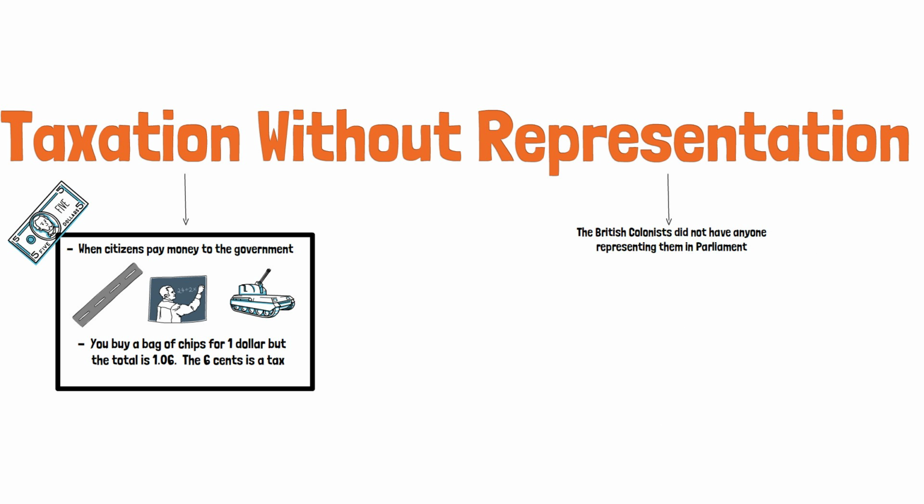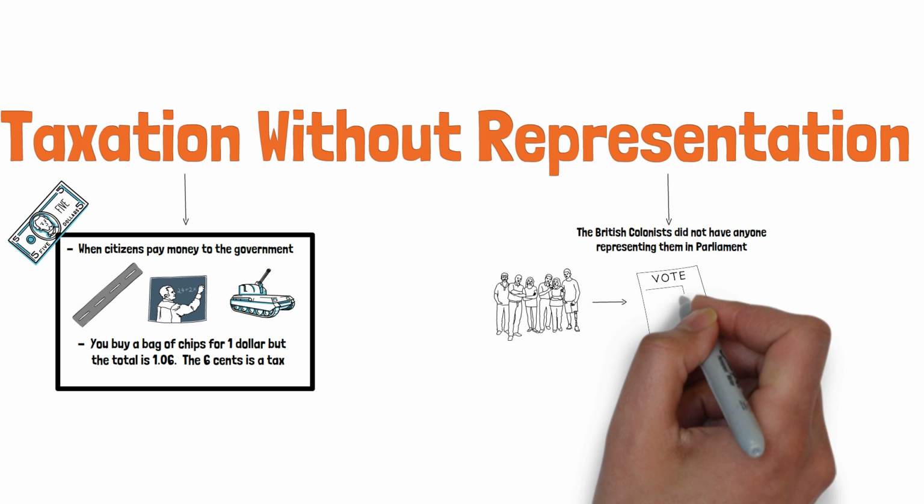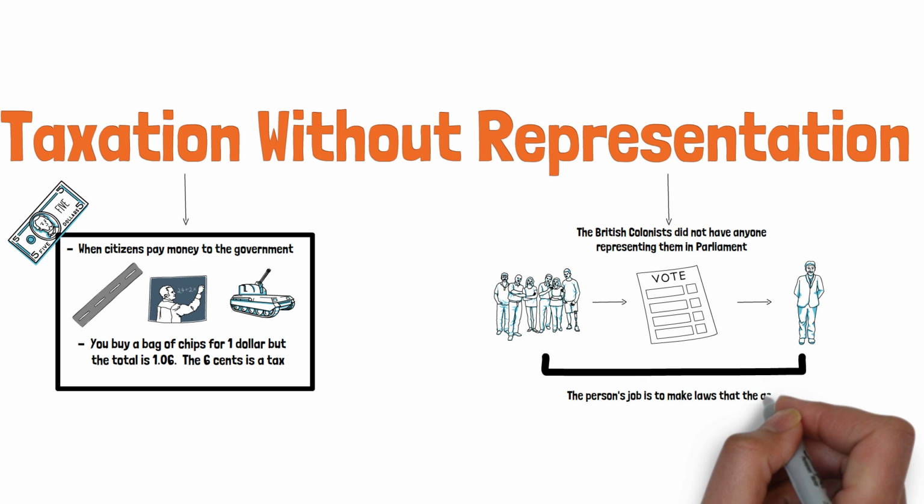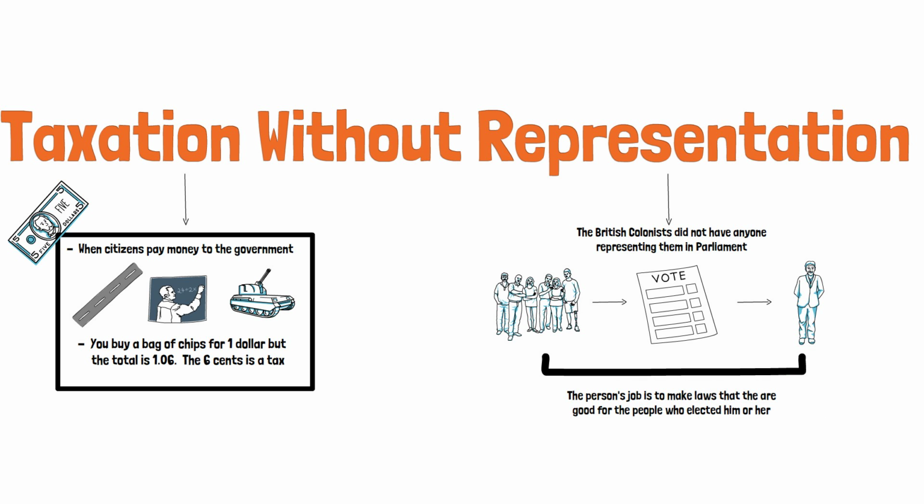Now let's look at what representation means. Representation is when the people vote for politicians to serve in government to make laws and taxes that are best for them. The elected person's job is to represent the people and to make laws and taxes that are good for the people. Allowing a person to vote and to have a voice in government is a way to make sure the people are represented.